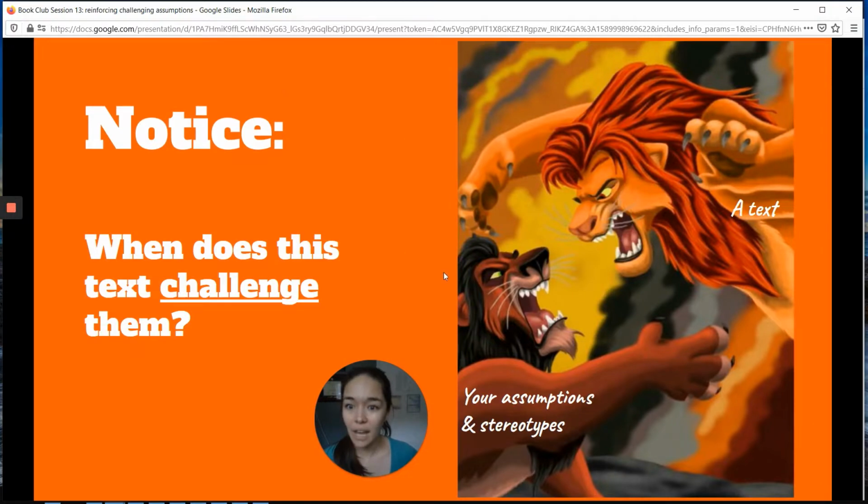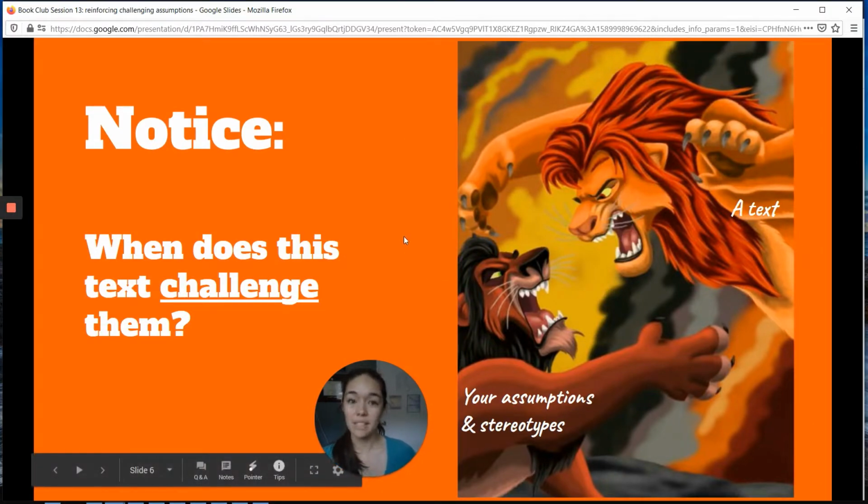On the other side, we also need to notice when the text is challenging those stereotypes. So here's Simba again. This time Simba's the text, and you can see he's attacking and challenging Scar, who represents our assumptions and stereotypes.